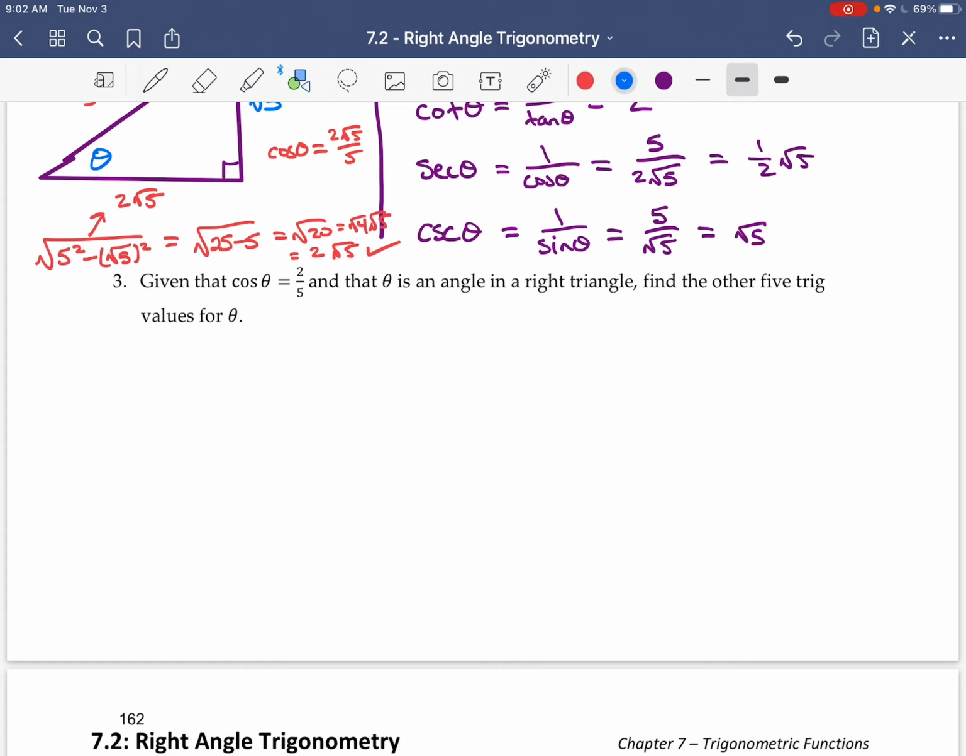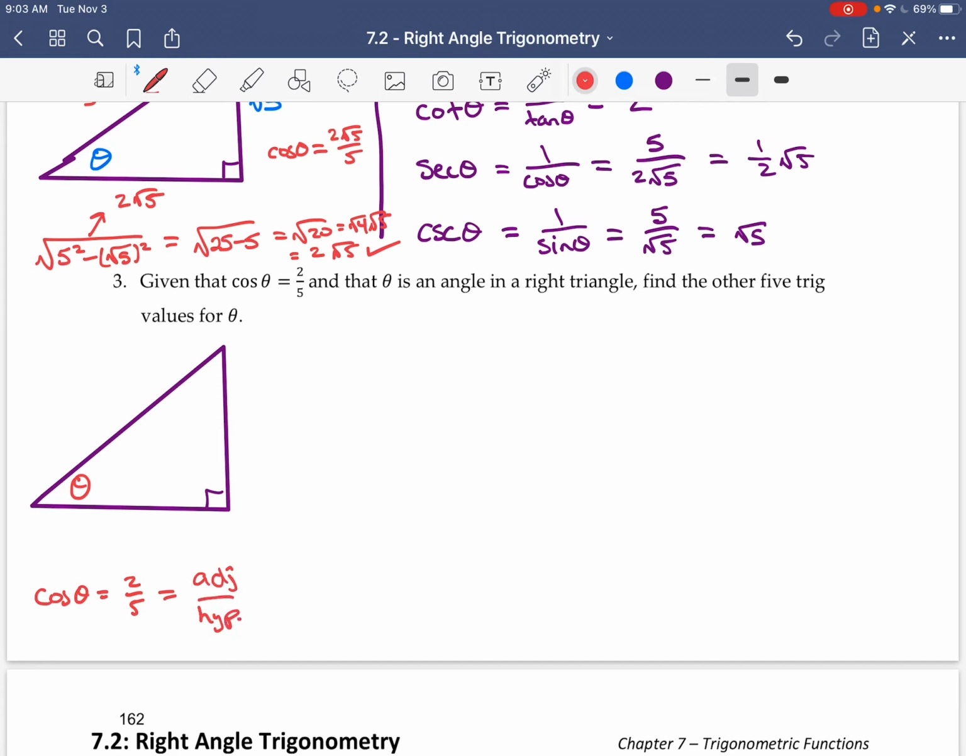So here we're going to start by making our triangle. Okay, so there's our right triangle. Okay, and let's say that this is our theta, this angle here. So cos of theta equals 2/5. We want that to be the adjacent over the hypotenuse. Okay, so I'm just going to label the adjacent one, which is this one here, as 2, and the hypotenuse as 5. Okay, so that's from that.